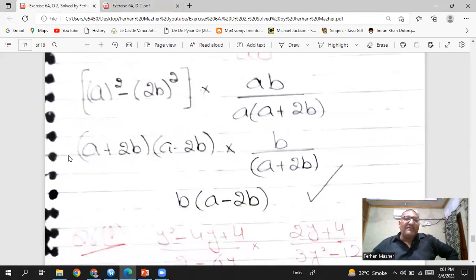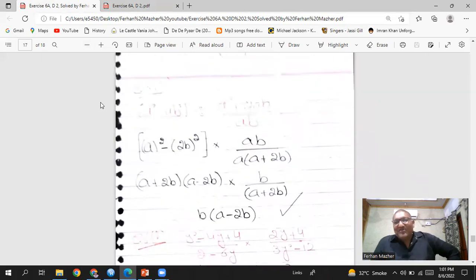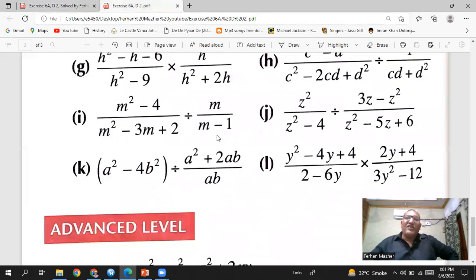These are the two perfect squares and negative between them. So this will be a plus 2b in one bracket and a minus 2b in the other bracket. Both brackets are multiplied with the b. So this and a are gone. So here you have a plus 2b, and a plus 2b will be cancelled. So you will be left with b bracket a minus 2b. So this is how you will do this question. Unfortunately, that photo is not that clear, but I hope you can understand it. Okay.